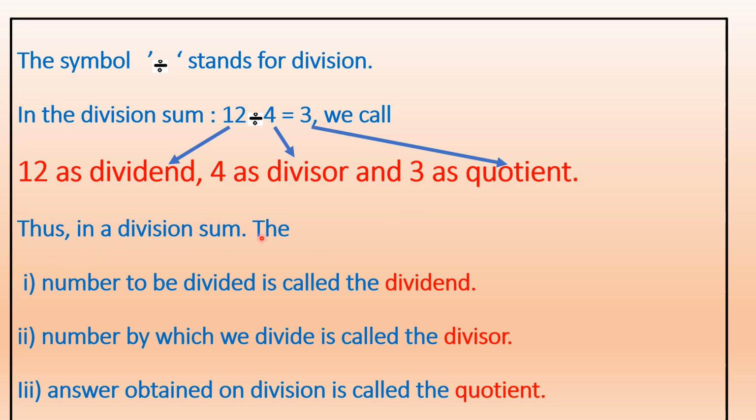Thus, in a division sum, the number to be divided is called the dividend. The number by which we divide is called the divisor. The answer obtained on division is called the quotient.